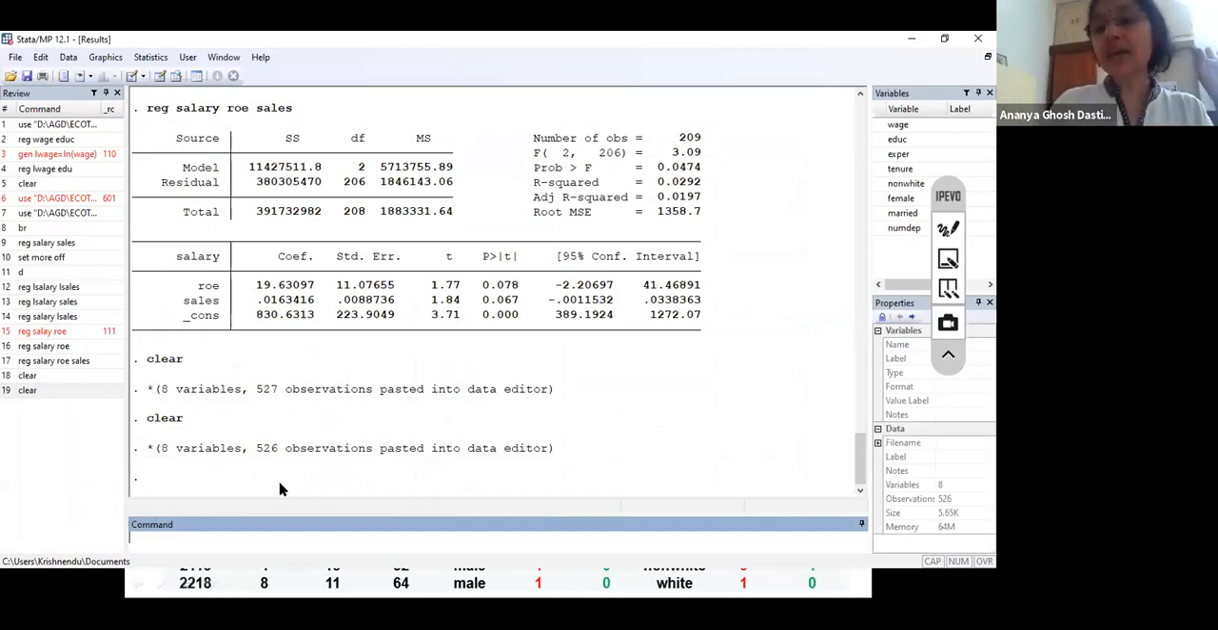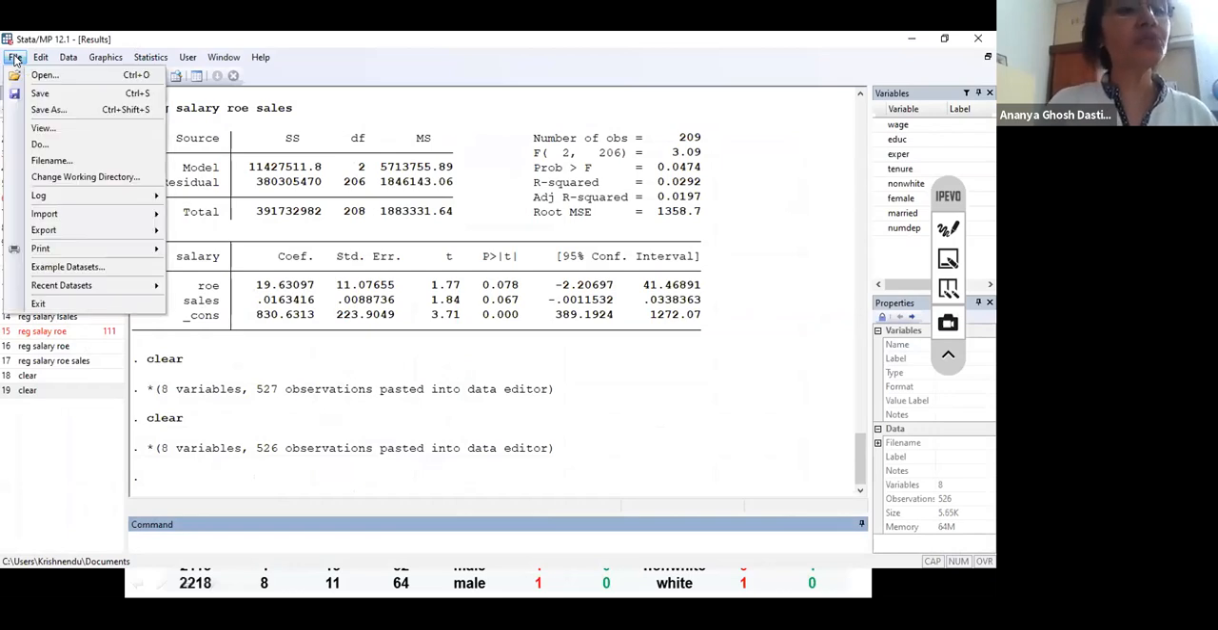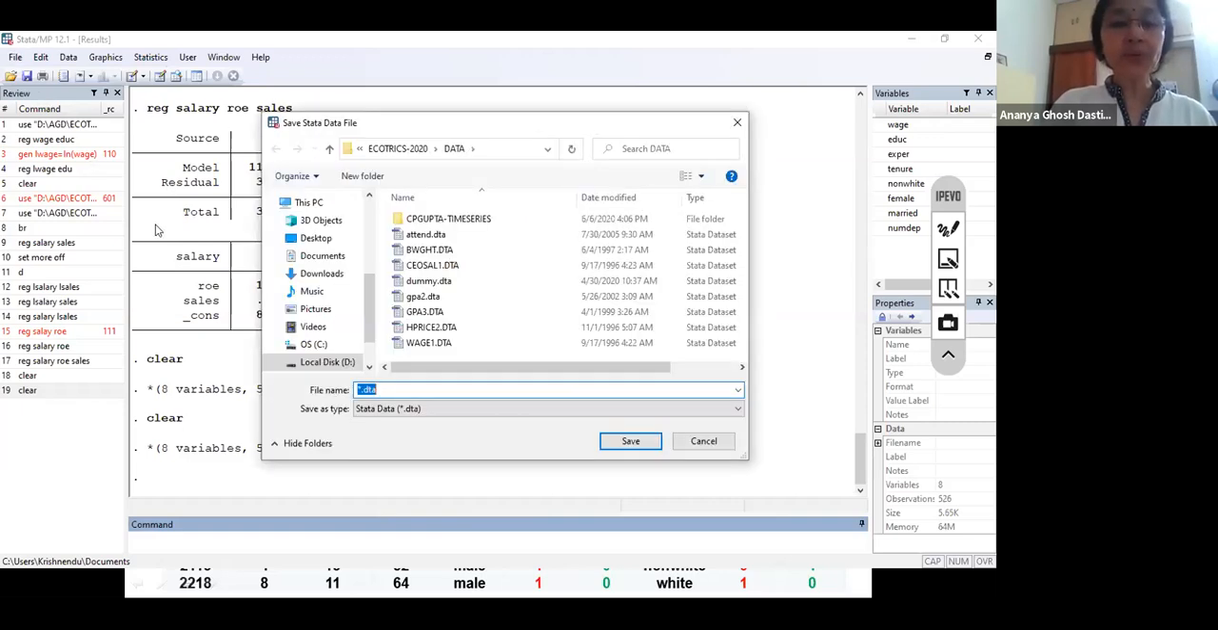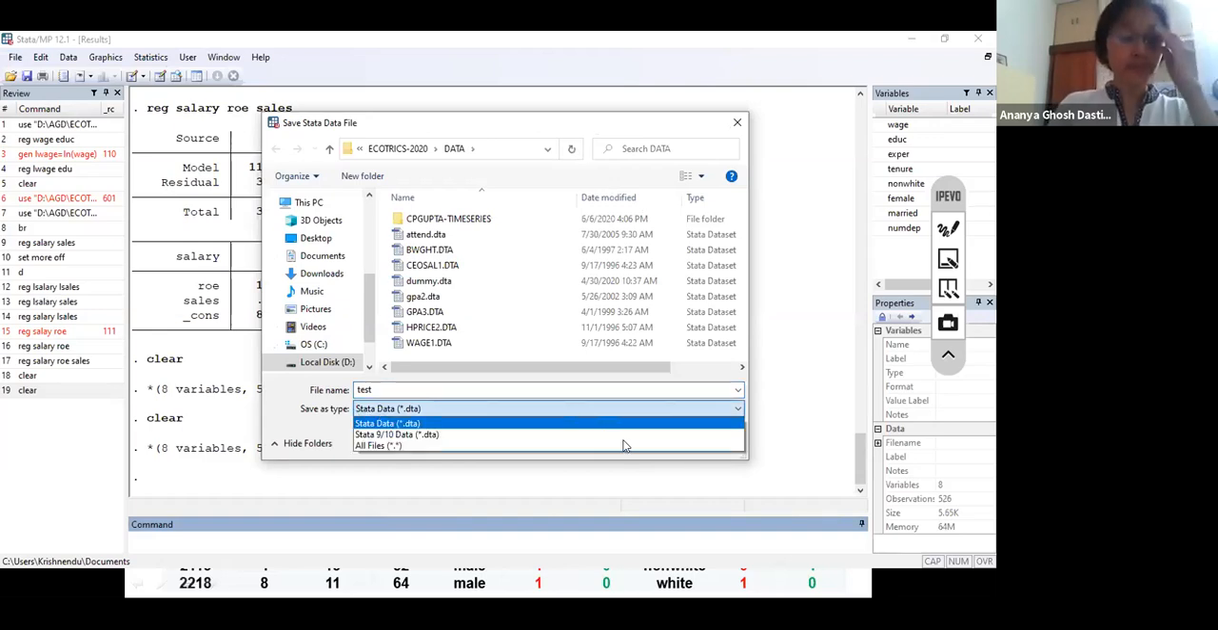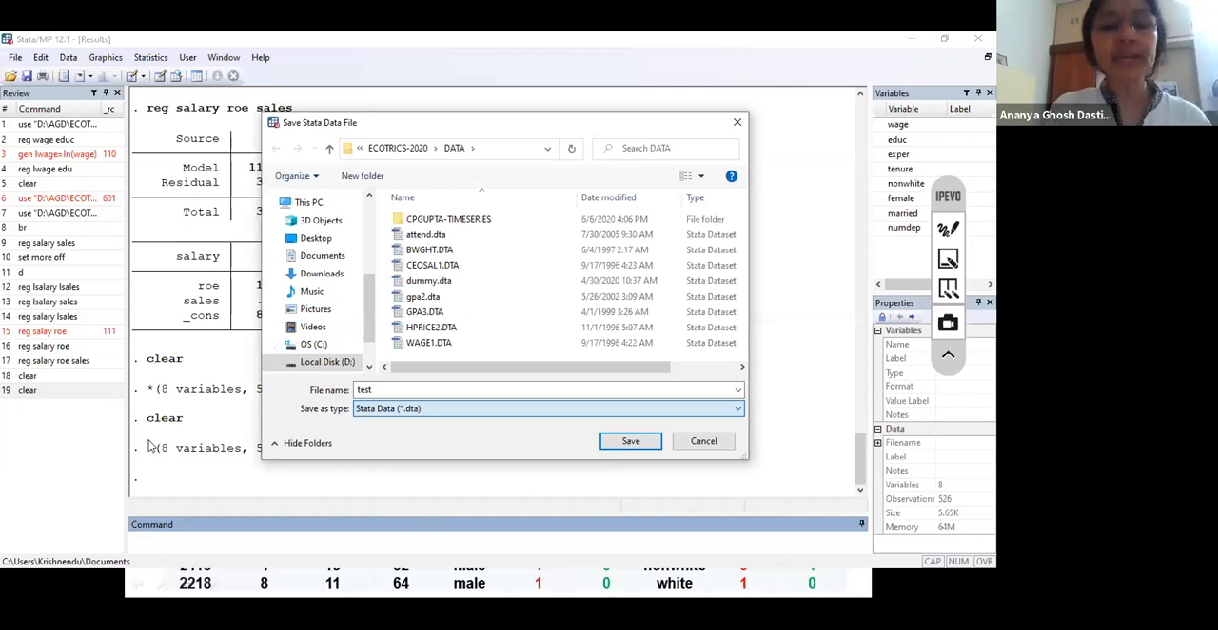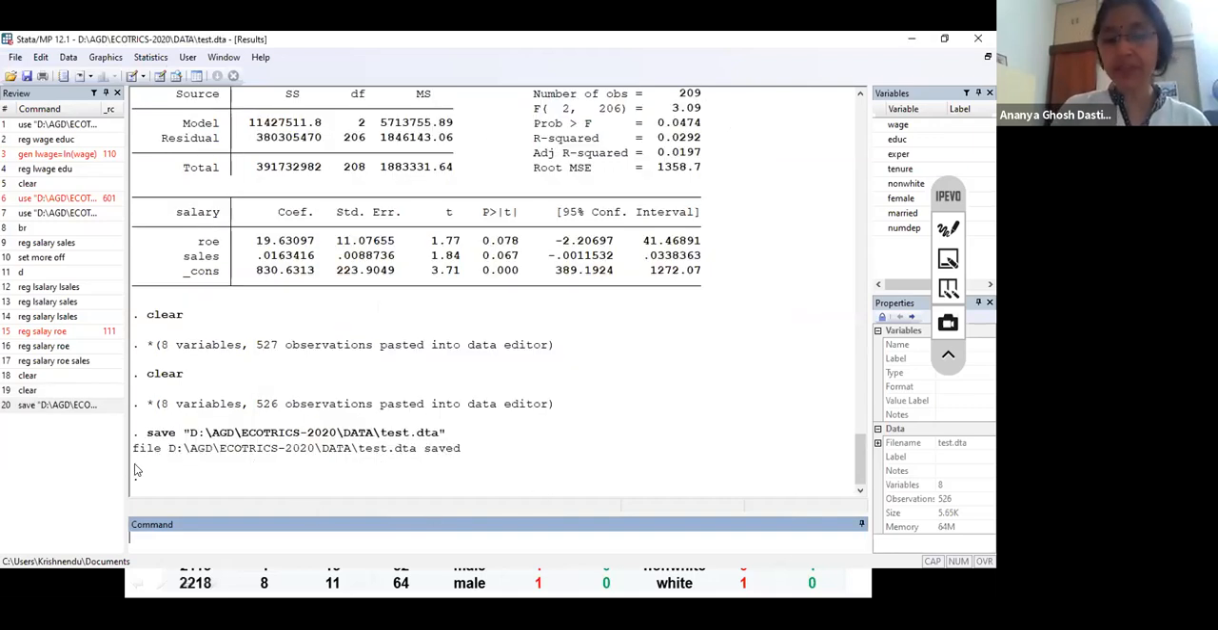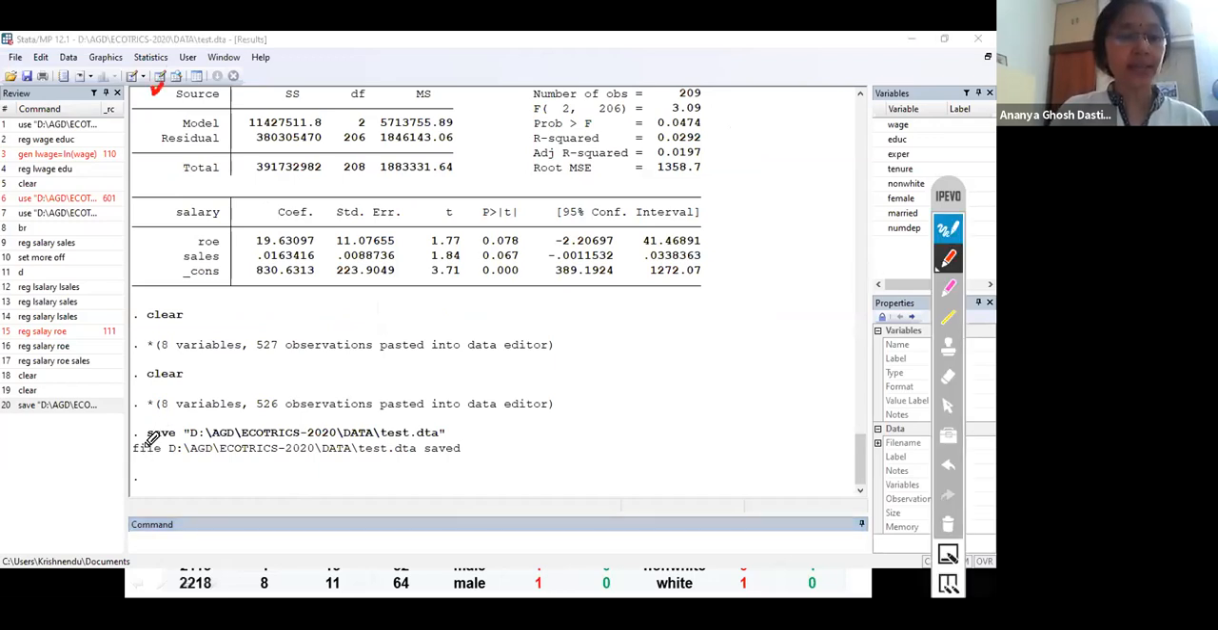Having done this, my first task is to save it. How can I save this data now as a Stata data file? I will go to File and then I will do Save. When I do Save, it will open a dialog box and I will just say Test. Test, and I will save it in some folder. Now please see, it is saving it as a DTA file. It is saving it as a Stata data file. Now my data is saved. How do I know that? Because it is giving me this message. You can see the message on the screen that it has created this particular file and it is saying saved.